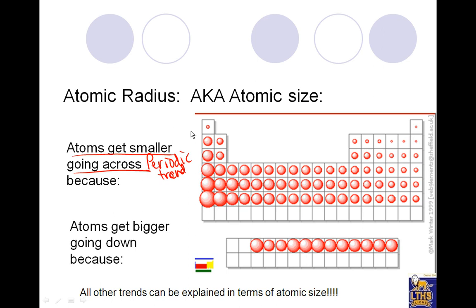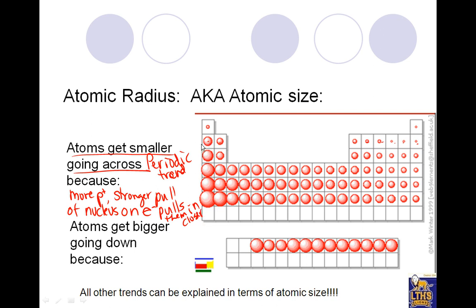Well, let's talk about why. Okay, so as I go from here to here to here to here to here to here to here to here, we're getting more protons. As you get more protons, you're not changing the energy level that the electrons are in, so the stronger nucleus pulls the electrons in closer. Okay, because more protons going across, stronger pull of nucleus on electrons pulls them in closer.